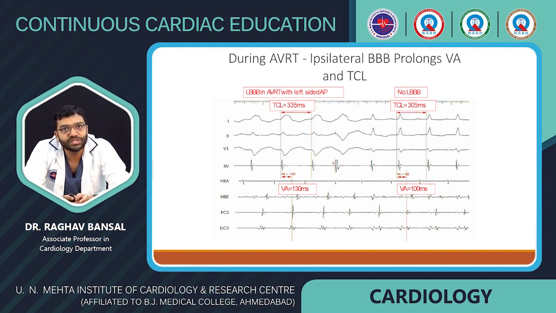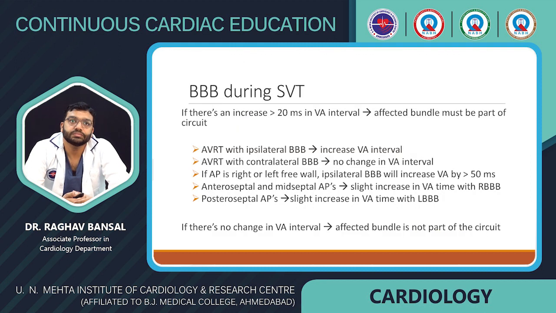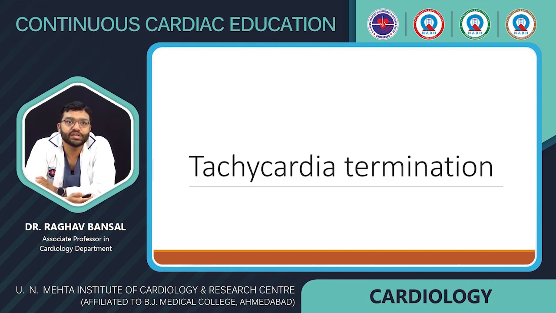While if there is no change happening in the tachycardia cycle length and the VA interval, it rules out an ipsilateral accessory pathway. So if with left bundle branch block there is no change in tachycardia cycle length, it rules out a left-sided accessory pathway. Similarly, with right bundle branch block aberrancy, if there is no change in cycle length or no change in VA interval, it rules out a right accessory pathway. So this is the concept of Coumel's law, or the bundle branch block during SVT.